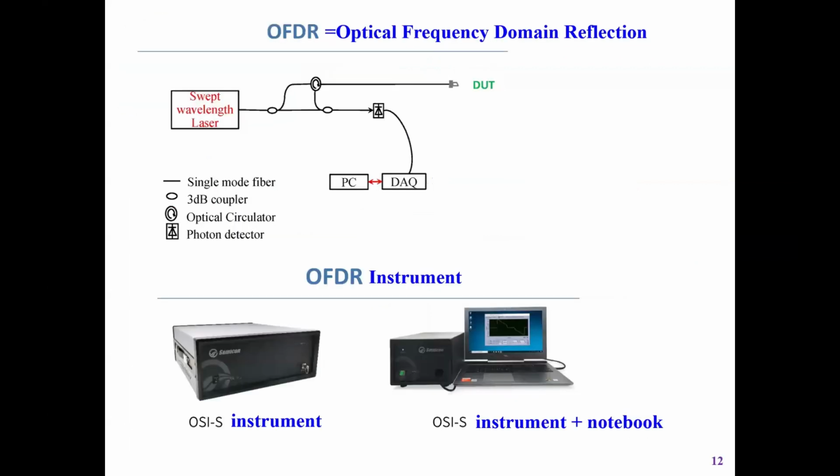I won't go into details. But recently we use more of this one, OFDR. I mentioned before, the strain accuracy is 1 microstrain. The spatial resolution is 1 millimeter. Any tiny cracks they can detect. That's the beauty of this one.